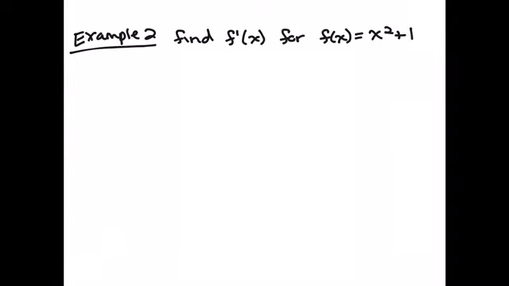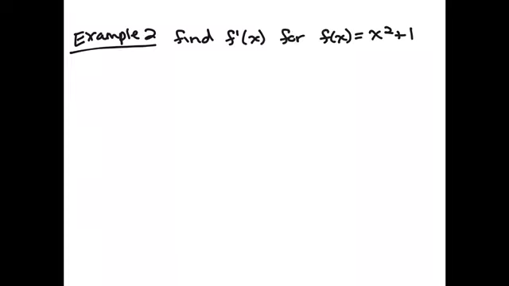Okay, now that was a really easy one so you could get the steps down. These are going to get quite a bit more complicated. We want to find the derivative for f of x equals x squared plus 1. So now I've got a curve, right? I got a parabola that opens up.